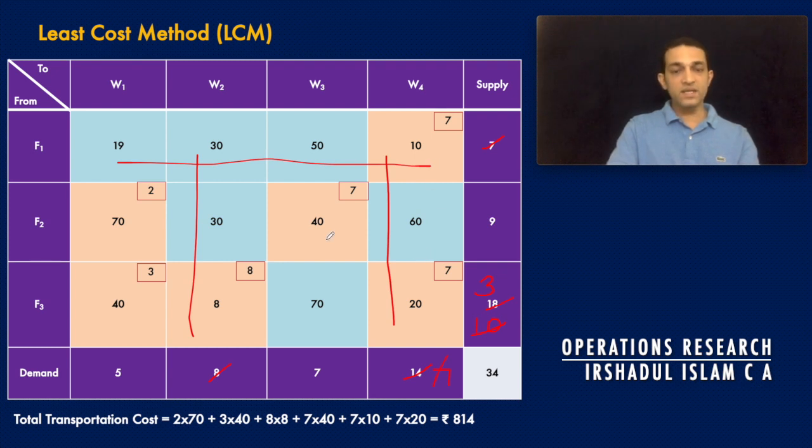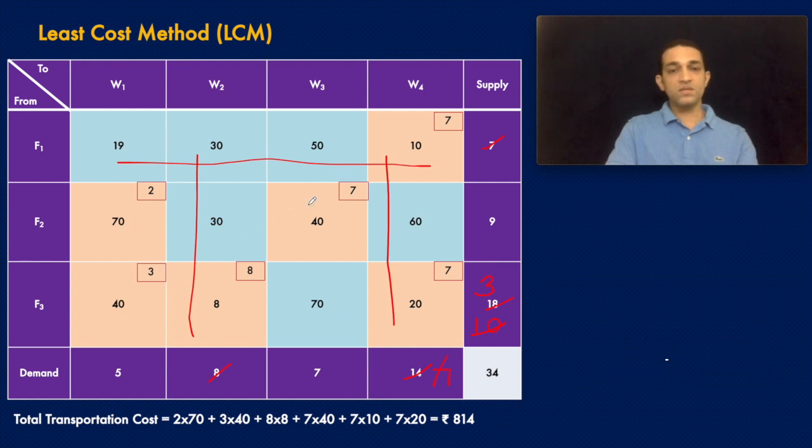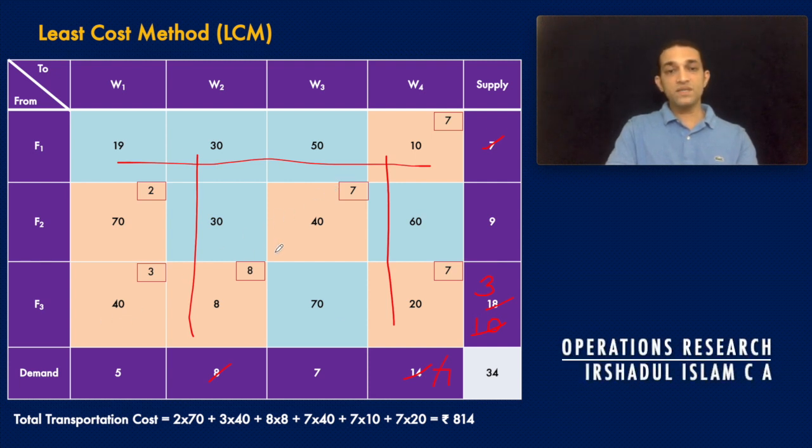Now the remaining values are 40, 40, 70, 70. The minimum cost is 40 and 40. So first we will focus on the cell in which we can allocate the maximum quantity. So this 40, this cell we will focus on. This warehouse requires 7 units, we can supply 9 units. So we will allocate this 7 here, remaining 2 is there. This column has been exhausted.